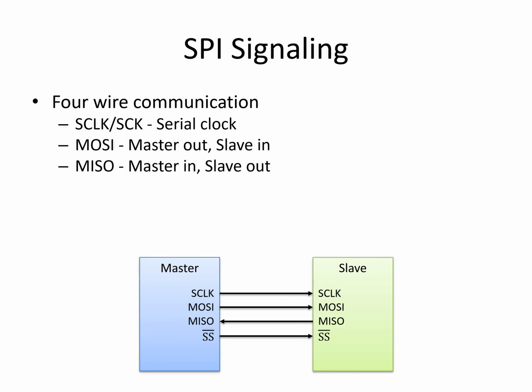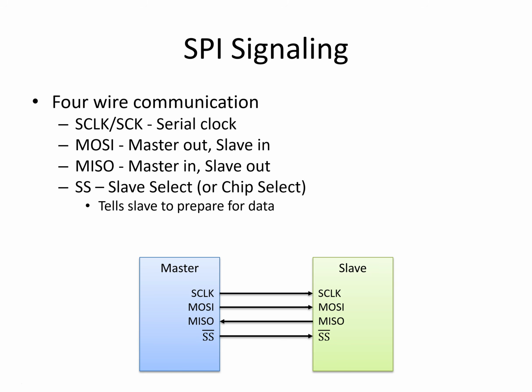And then finally, the fourth signal is what is referred to as a slave select or sometimes a chip select signal. The slave select is around primarily to tell the slave to prepare to receive data, and if there are multiple slaves in the system, it indicates which slave should prepare to receive data. The slave select signal is an active low signal, meaning that you pull it low to indicate that you're selecting a particular slave.